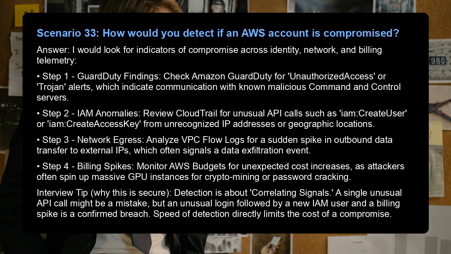Interview tip: why this is secure. Detection is about correlating signals. A single unusual API call might be a mistake, but an unusual login followed by a new IAM user and a billing spike is a confirmed breach. Speed of detection directly limits the cost of a compromise.